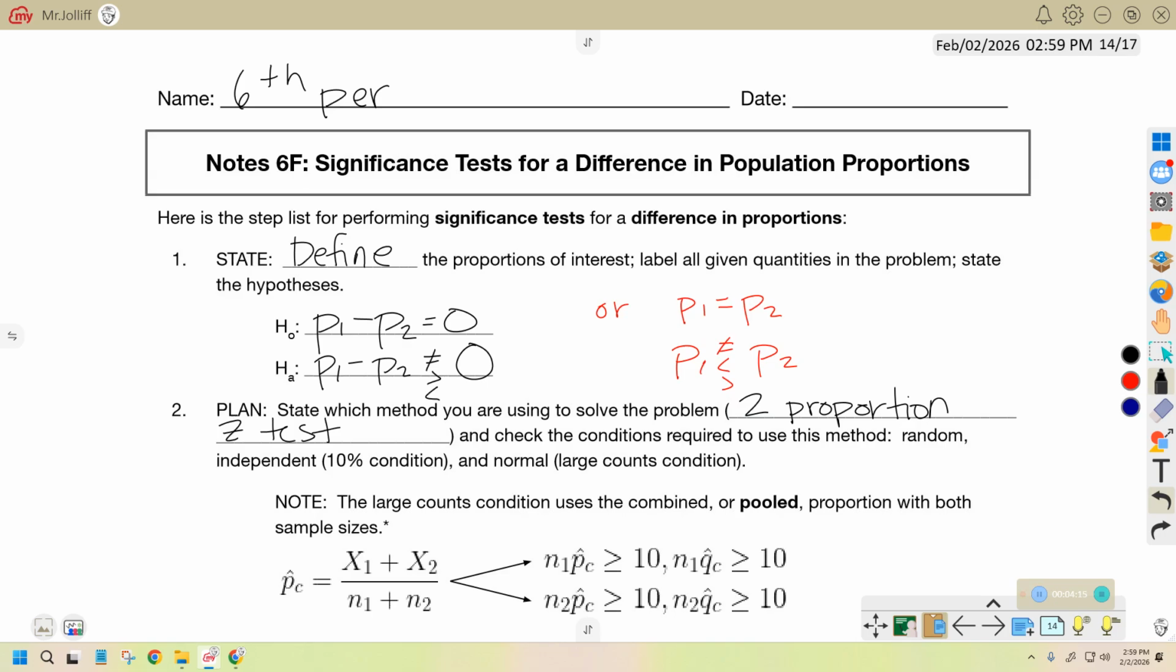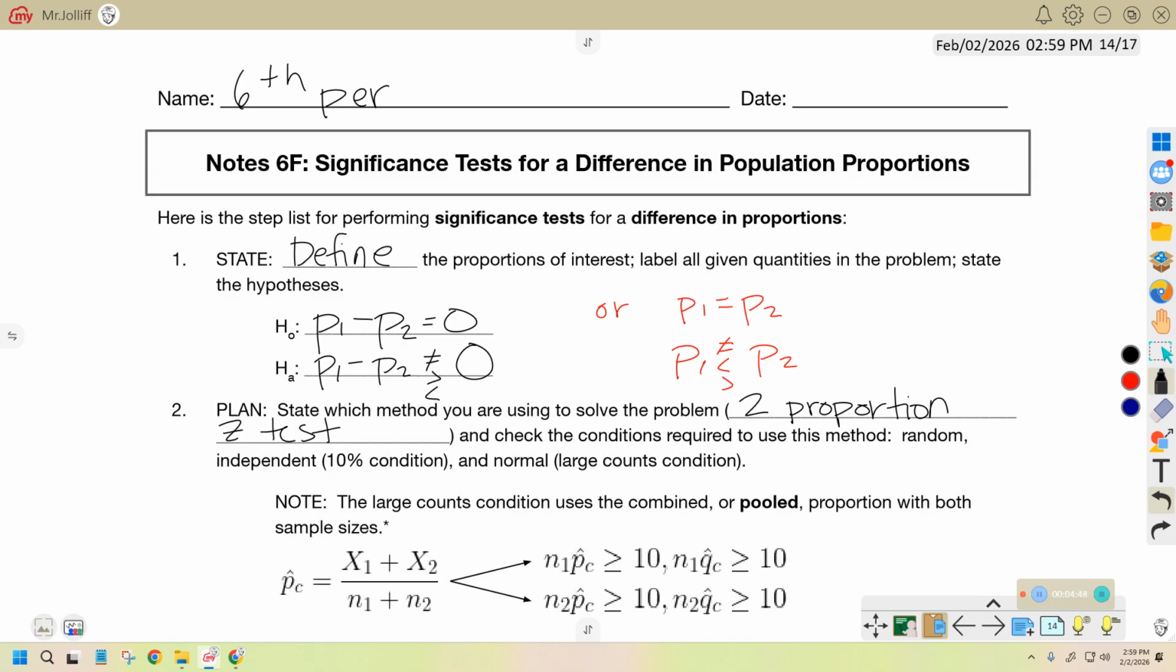Independent, how do I check for independence? 10% condition. Very good. I have to do it twice because I now have 2 sample sizes from 2 populations. So that means 2 10% checks. Good. What about normal? Large counts. Large counts involves n times p, n times q, which means 4 checks because I have to do n times p and n times q for sample 1, n times p and n times q for sample 2.